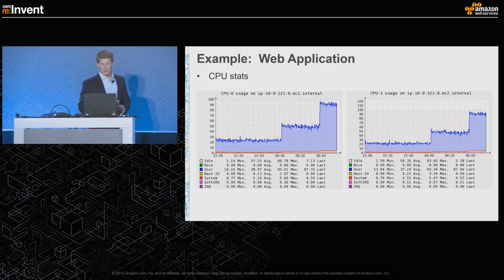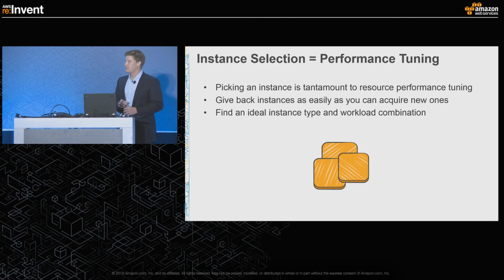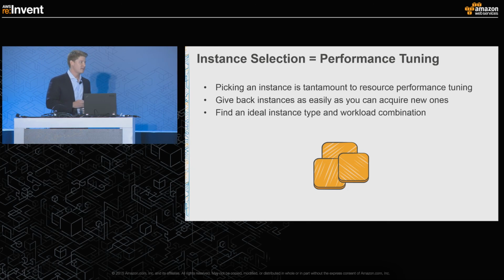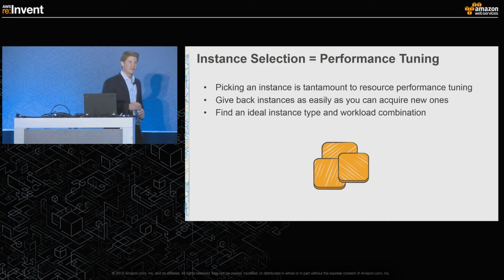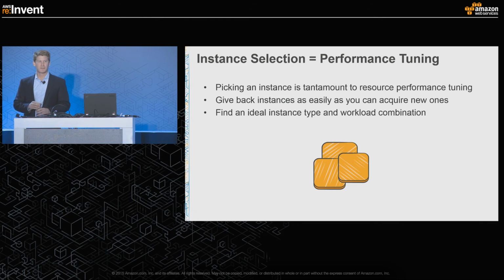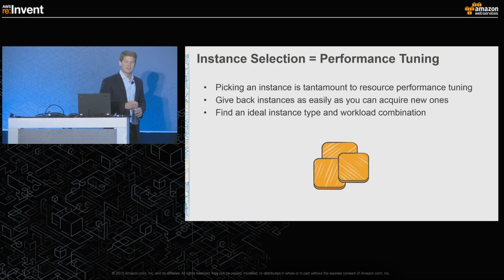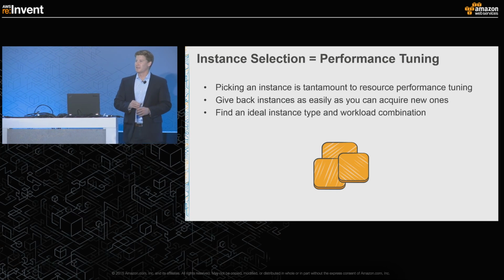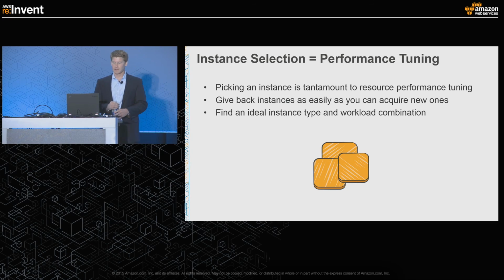So it's really important to understand this because instance selection on EC2 is tantamount to performance tuning. And it's really pretty incredible. It used to be that if you bought a server, you spent a lot of money up front, you waited a long time to get it, and then you really needed to make it work for whatever you had in mind. And it can be a stressful process to make it work if there's a lot of risk involved and a lot of money up front. And with EC2, you can try out an instance and give it back just as easily as you launched it, and experiment with a new configuration and find out the one that's best suited for your workload.